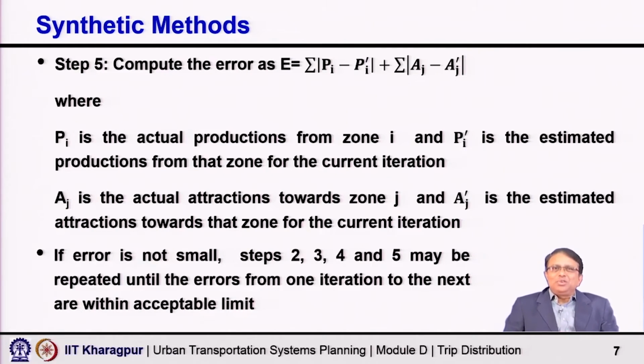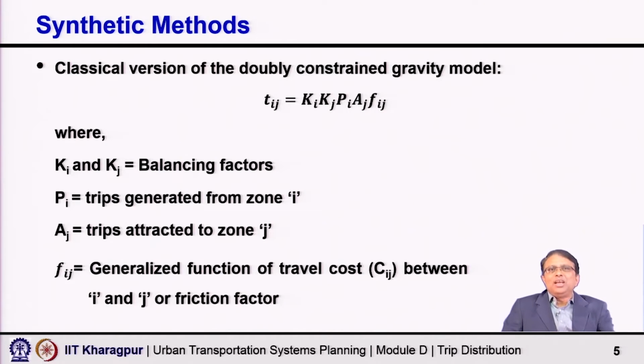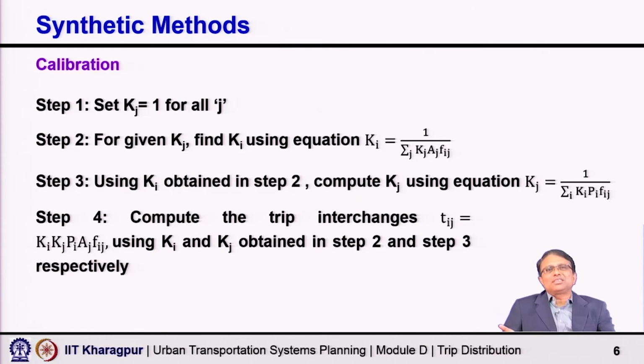The other thing, as I told, is that what needs to be adjusted here is only Ki and Kj. Once you apply this doubly constrained model, let me go back and show you Ki, Kj, Pi, Aj, Fij. Pi does not change, Aj does not change, Fij does not change. So, the only thing that changes is Ki and Kj. So, it is all about balancing, or making this balancing factor stable.